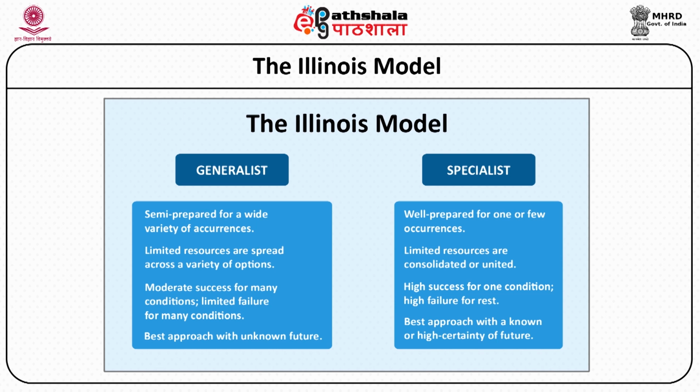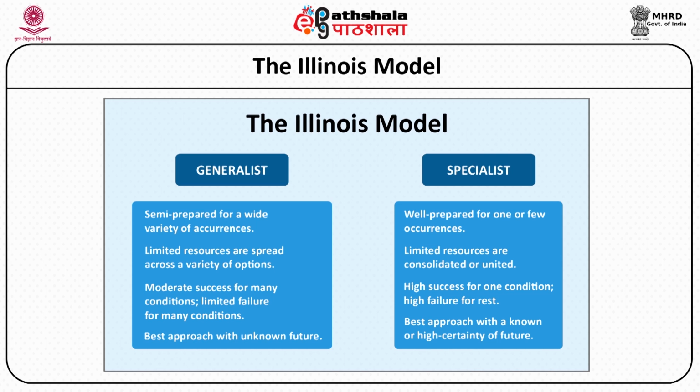Now, the Illinois model also gives the success rate of generalists and specialists. The success rate for the generalist is moderate. It means that, as I mentioned previously also, the generalist is jack of all trades, master of none. So he performs moderately across various activities, so the failure rate is relatively less. But in comparison, if we see the specialist, his success rate with regard to one activity is high, but the failure rate with respect to other activities is also high. So his success rate is limited to one activity and the failure rate for the rest of the activities is high. Whereas for the generalist, the success rate is moderate across all activities.